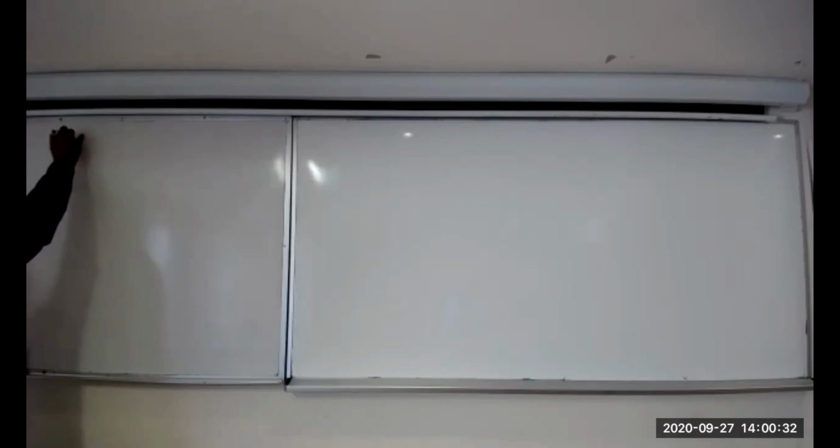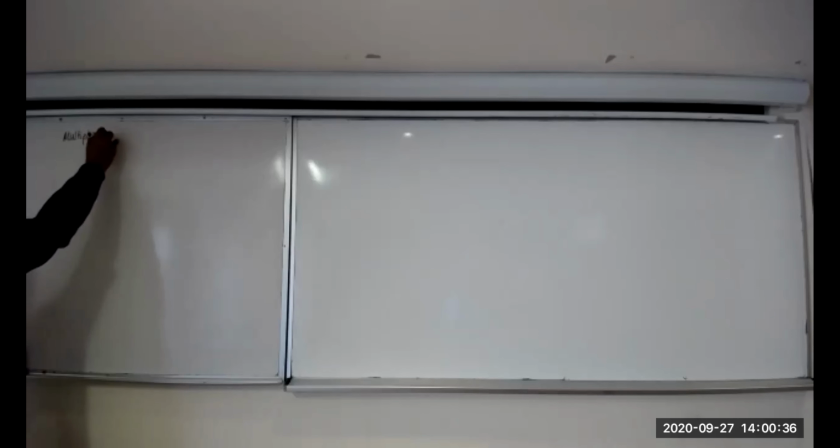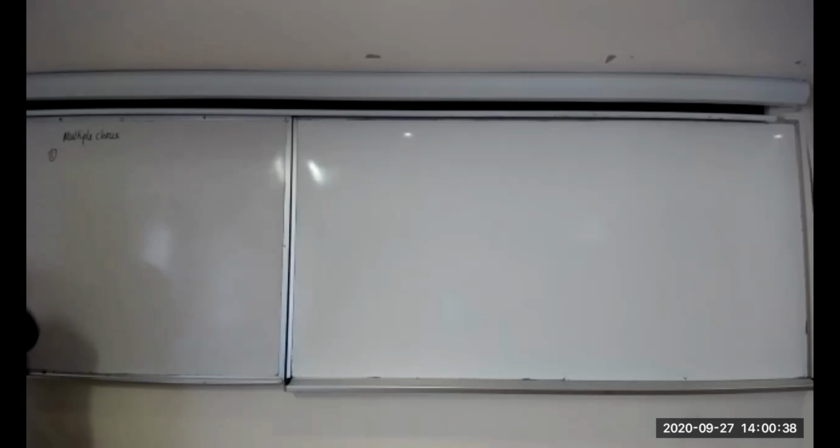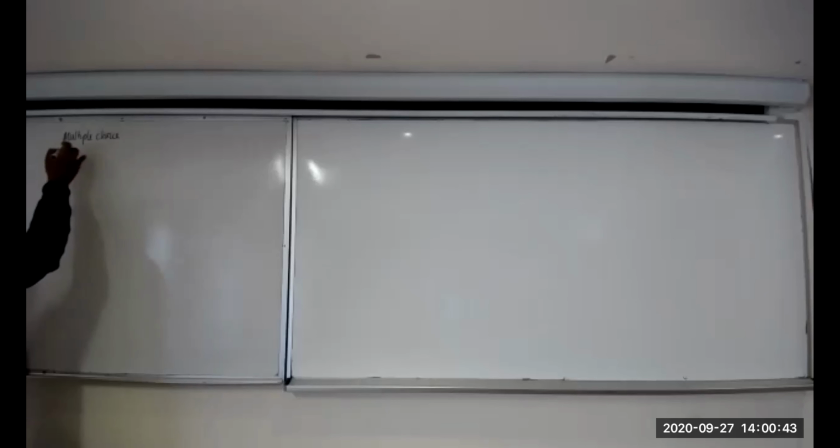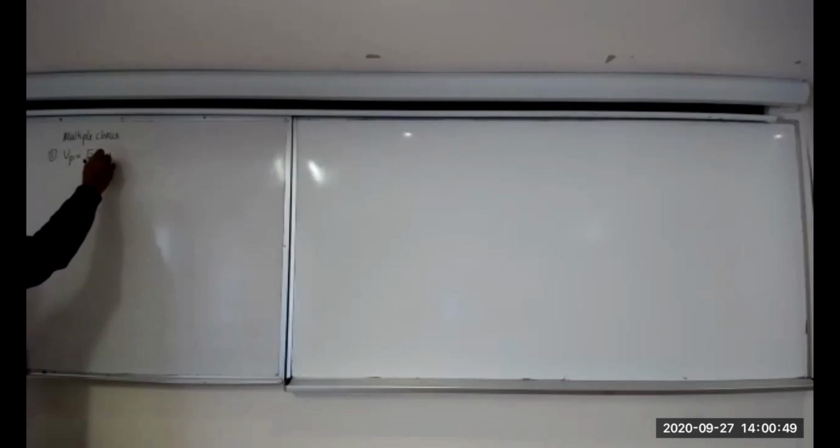So, the multiple choice questions. First question. They change it to an AC power source. The peak is √2 times VRMS. If they're asking for peak to peak, it's twice the peak, or 2√2 times VRMS.